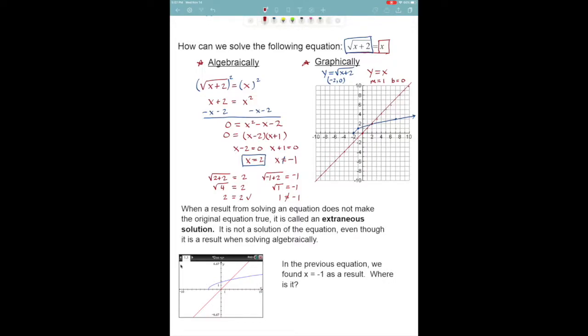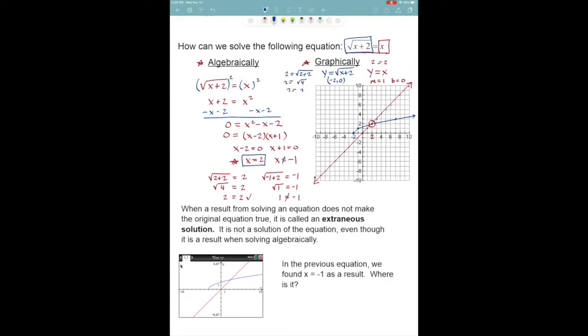Okay, so now you'll notice that we have an intersection point. And at that intersection point, the x-coordinate is 2. Didn't we say that 2 was a solution when we solved it algebraically? So when we plug 2 into each of these equations, we get 2 as the output for y, so 2 works there. And when we plug into our square root of x plus 2, we get 2 equals the square root of 2 plus 2, which also is a true statement.